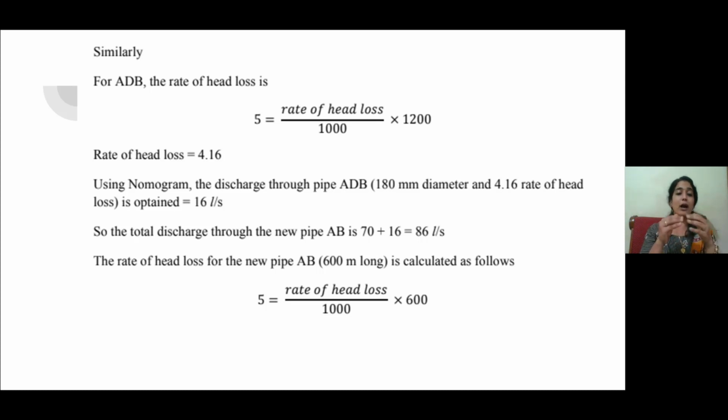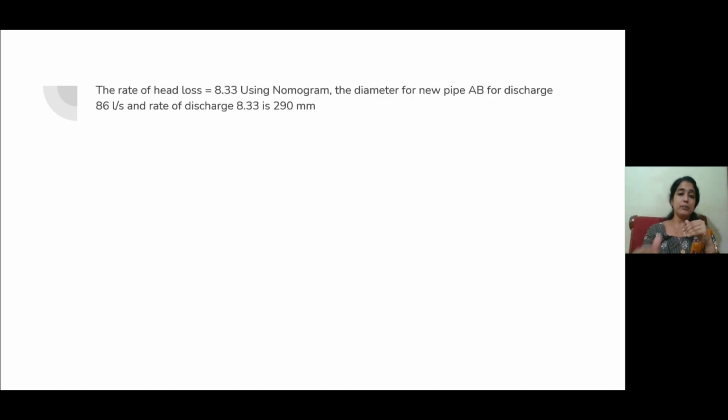Then we have to calculate the rate of head loss for the new pipeline, that is the equivalent pipeline AB, having a length of 600 meters. The head loss that we have already assumed is 5 meters. Then 5 is equal to rate of head loss divided by 1000 into 600, that is the length of the equivalent pipe. We obtain a value for rate of head loss as 8.33.